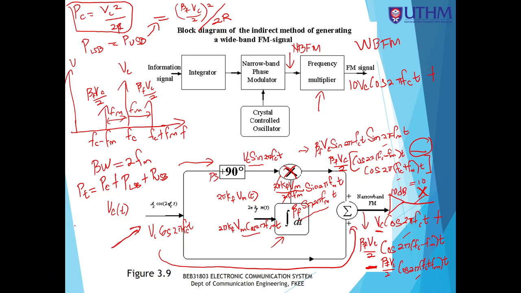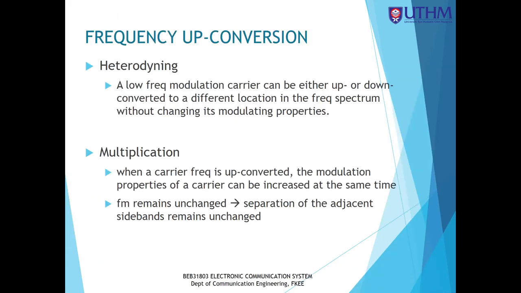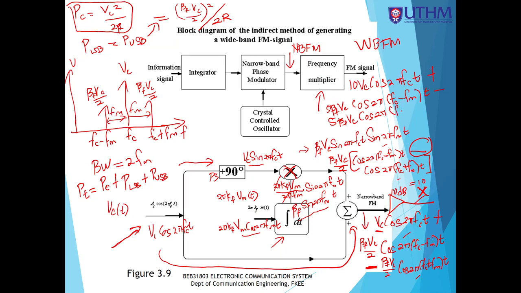So 10 beta FVC over 2 is actually 5 beta FVC. Saya bahagikan dengan 2. So 10 divide with 2, it's going to produce a 5. So this is a lower sideband, cos 2 pi FC minus FM T, minus 5 beta F VC cos 2 pi FC plus FM T. Okay. You just need to multiply with the gain. That's it. Okay, senang saja.